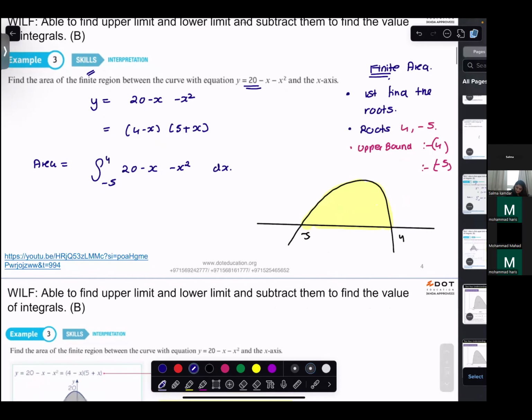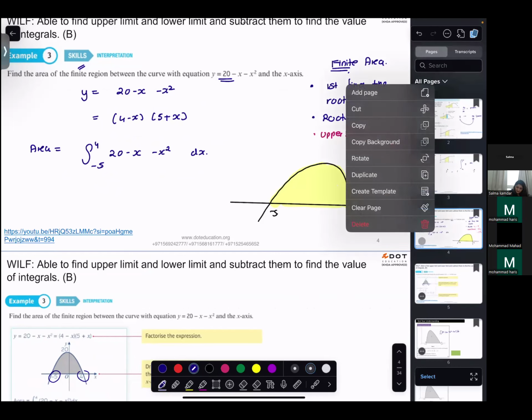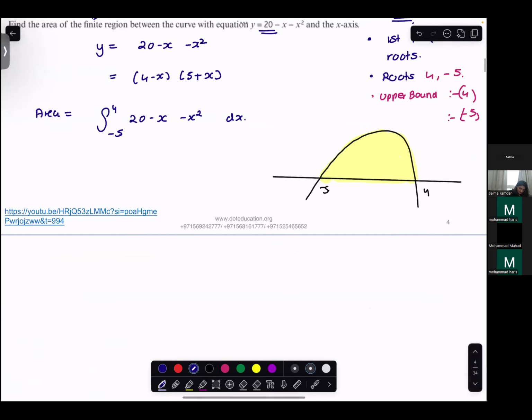Let's integrate it. How do you integrate? Please give me the rules. I will add one to the power and divide by the new power. The coefficient stays the same, and the denominator would be the new coefficient. Over here, I will add 1 to the power and divide by 2. The denominator is 2.